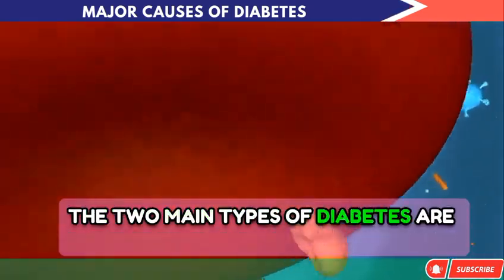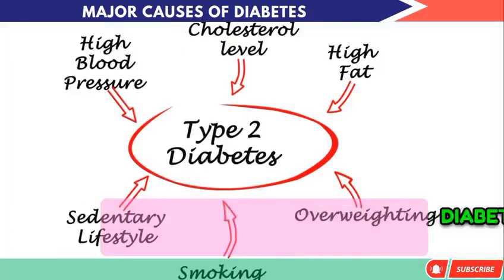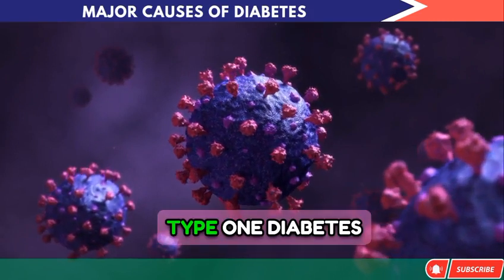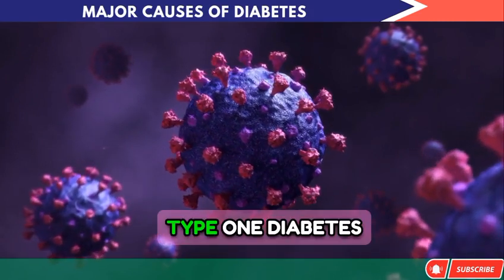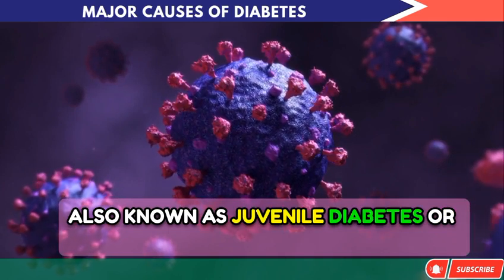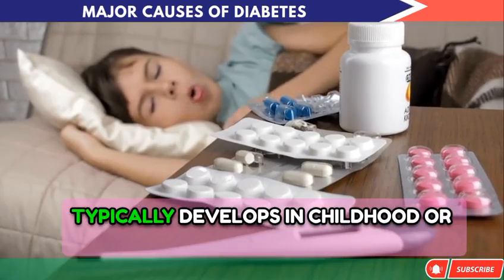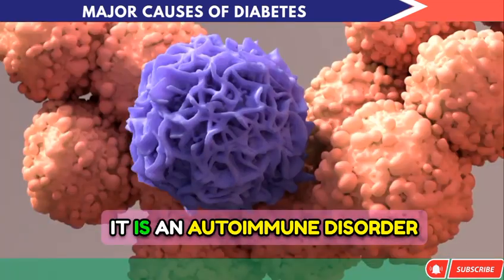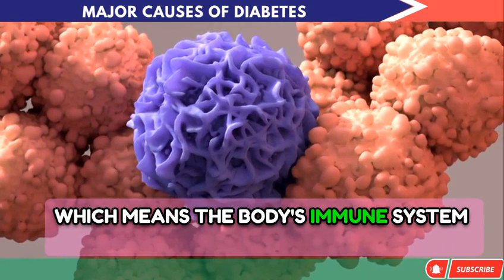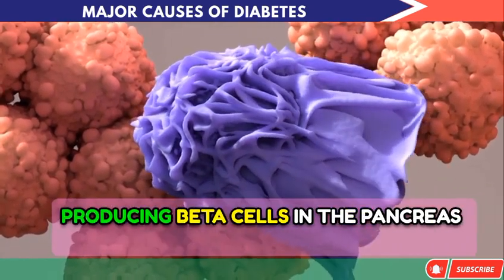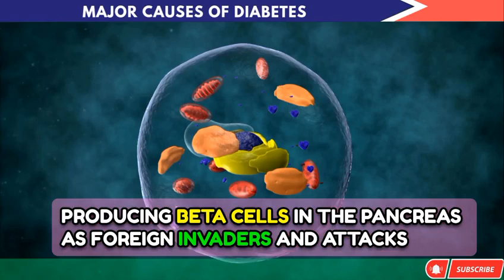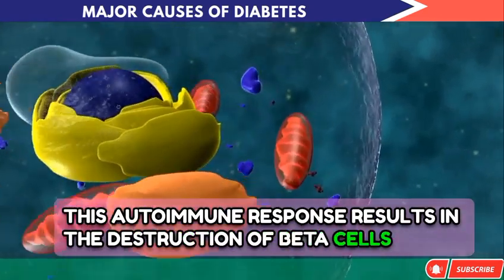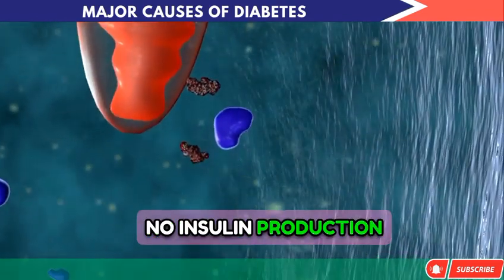The two main types of diabetes are type 1 diabetes and type 2 diabetes, each with distinct underlying causes. 1. Type 1 diabetes. Type 1 diabetes, also known as juvenile diabetes or insulin-dependent diabetes, typically develops in childhood or adolescence but can occur at any age. It is an autoimmune disorder, which means the body's immune system mistakenly identifies the insulin-producing beta cells in the pancreas as foreign invaders and attacks them.